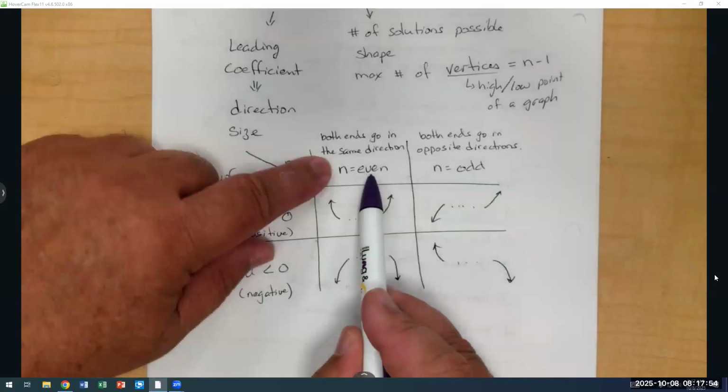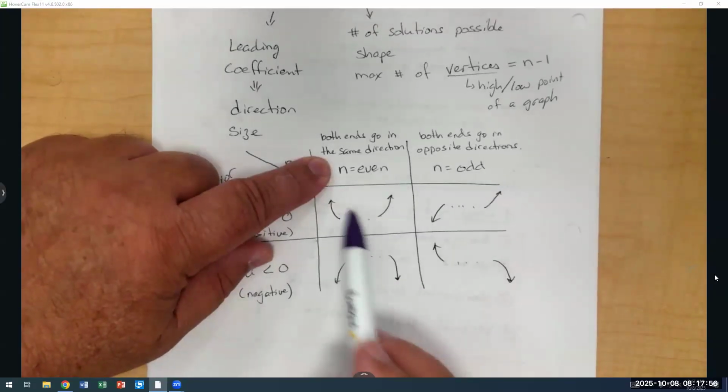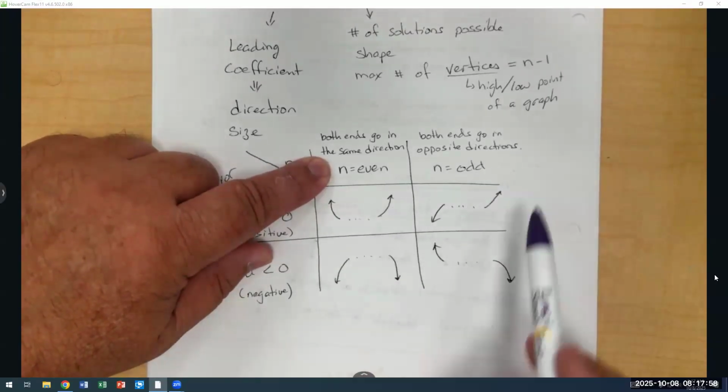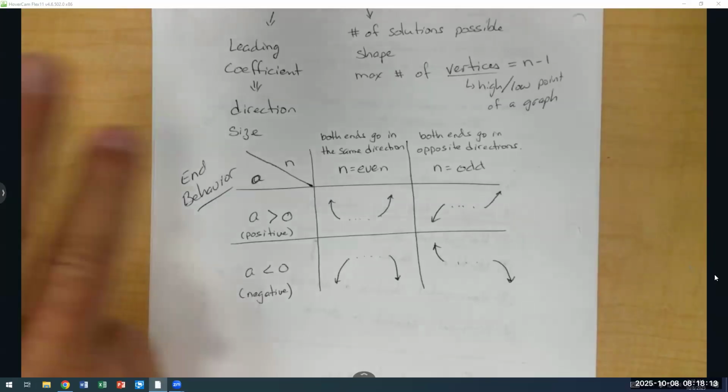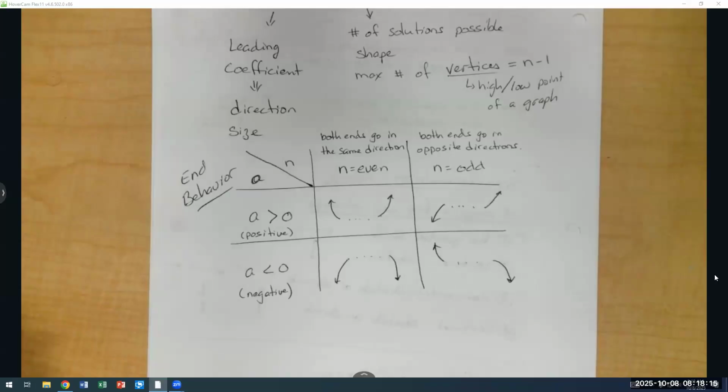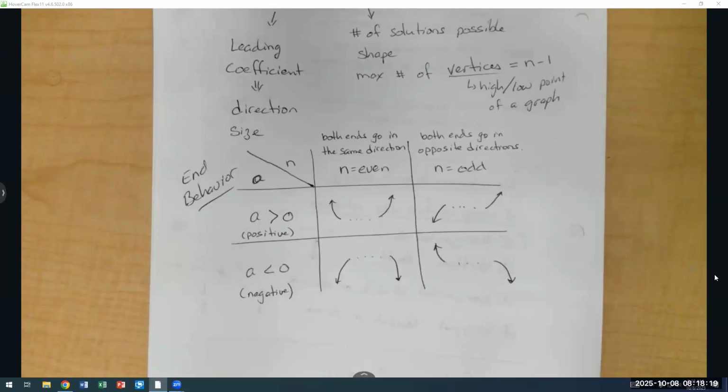If it's even, they go the same direction. If they're odd, they go opposite directions. So just by giving you any equation now, knowing this, you can have an idea what the graph's going to look like. Before you go any further, and before you do anything, you know what the graph looks like. All right, so that's going to be one thing we're going to need to know.